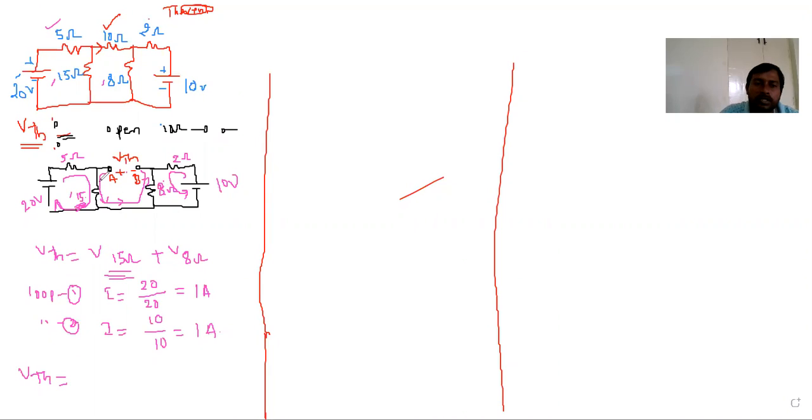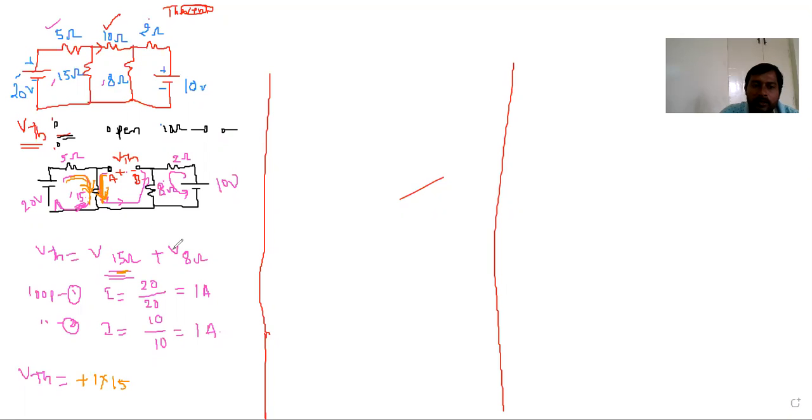The most important point is that the current path is in this downward direction. In this 15 ohm resistance also it is the same direction. The assumed direction and the actual current flow direction are both the same, so we should take positive. The voltage across the 15 ohm resistor is IR, I is 1 amp into R, which is 15.